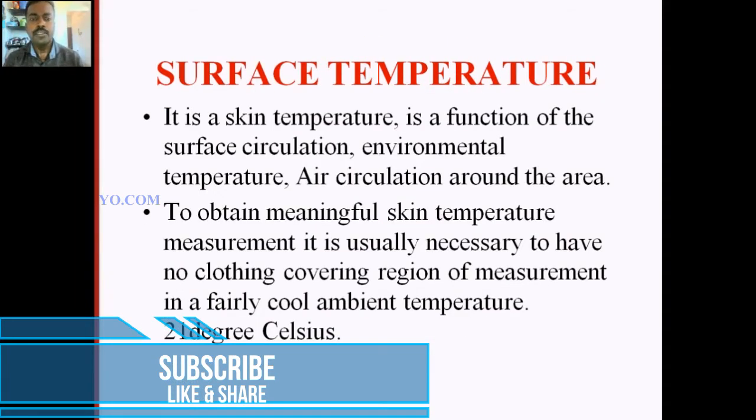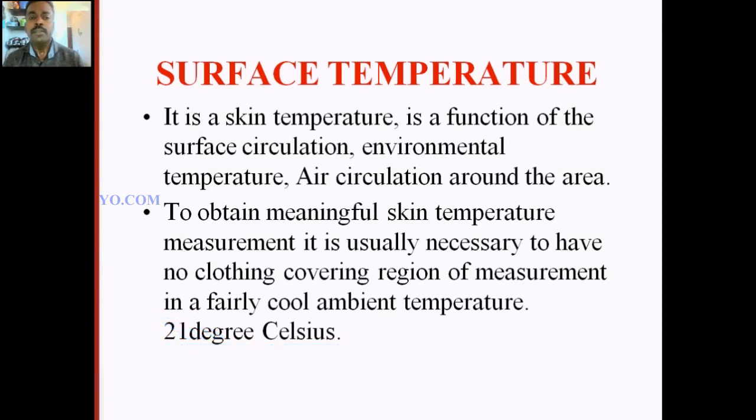Then surface temperature. Surface temperature means the temperature measured over the skin of the human body. Okay, right? So it is a skin temperature. It is a function of the surface circulation, the environmental temperature, and the air circulation around the area. Then first we are going to see the systematic body temperature measurement.